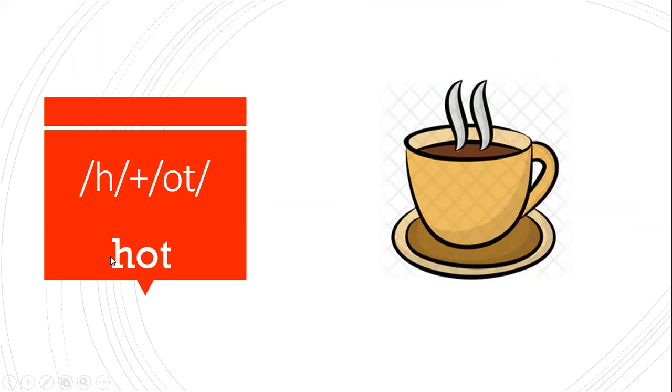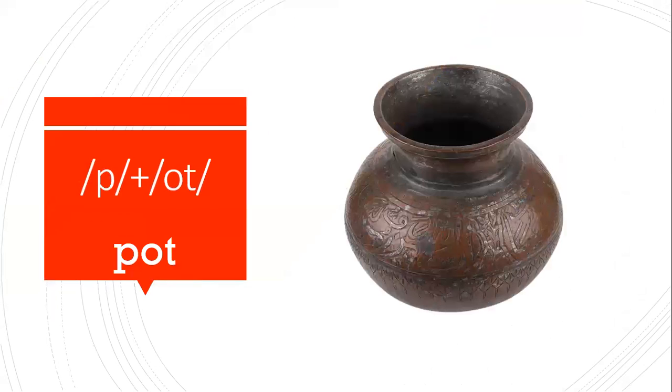Hot, hot. Like this is a hot tea. You drink hot milk, hot soup, hot coffee. Hot pot. This is a pot. Then in the kitchen also, your mama has a pot in which she keeps cooked food. That is also a pot, okay?